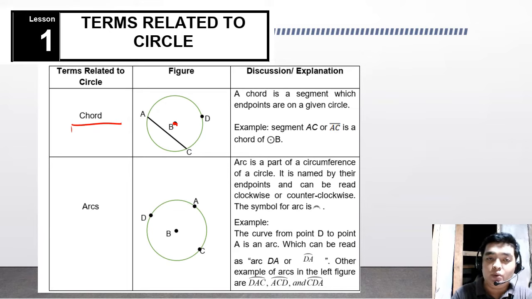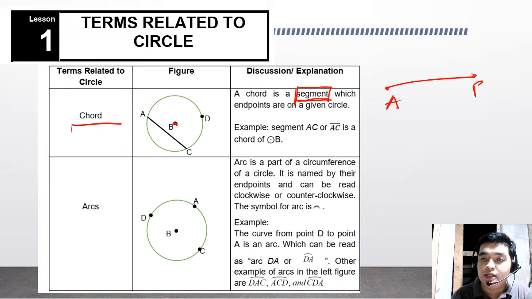A chord. Let's define what is a chord. A chord is a segment. What do you mean by a segment? A segment is a part of a line that has two endpoints. For example, this is a chord. We have segment AB, meaning we have two endpoints, point A and point B. That is a segment whose endpoints are on a given circle.